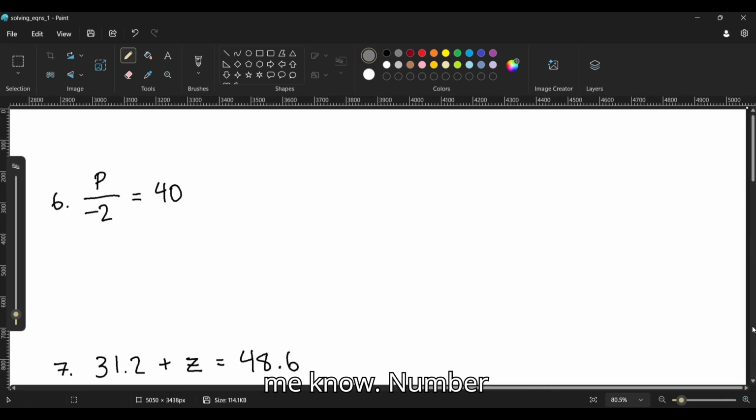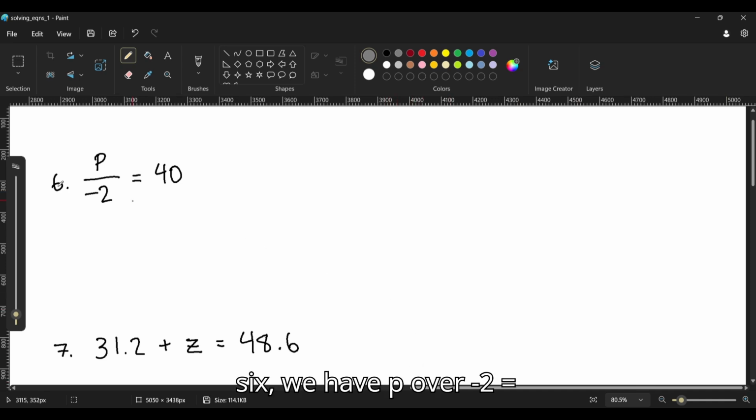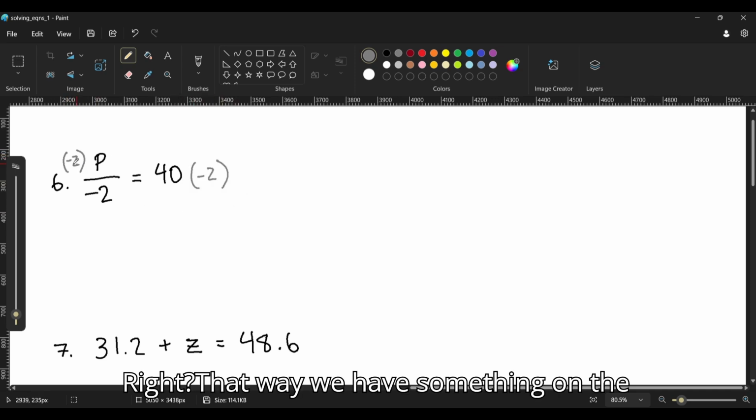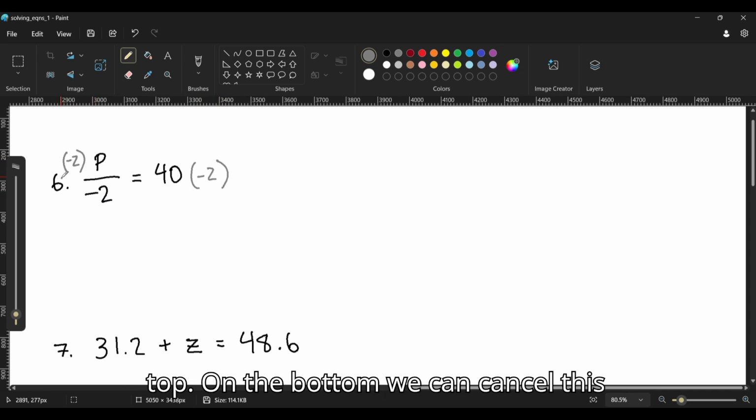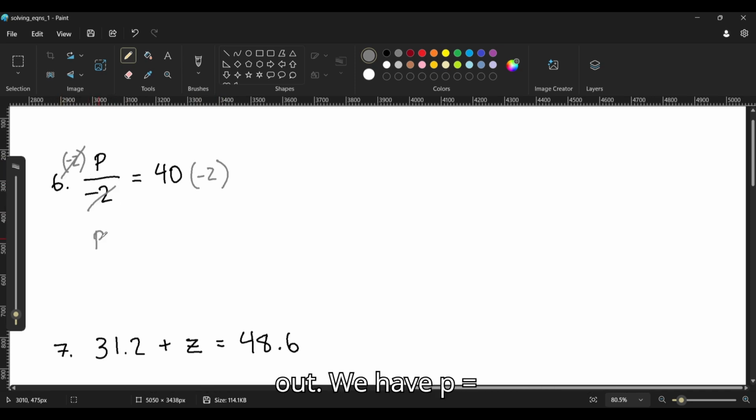Number 6, we have P over negative 2 equals 40. So now this P is a numerator. In order to cancel out this negative 2, we're going to multiply both sides by negative 2. That way we have something on the top and the bottom. We can cancel this out. We have P equals 40 times negative 2, which is negative 80.